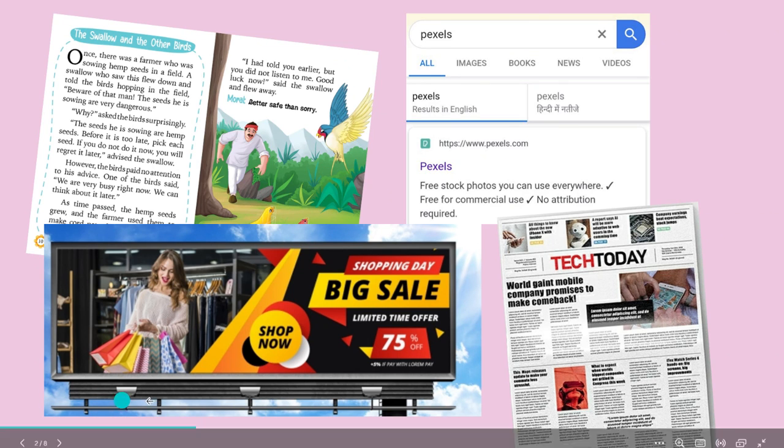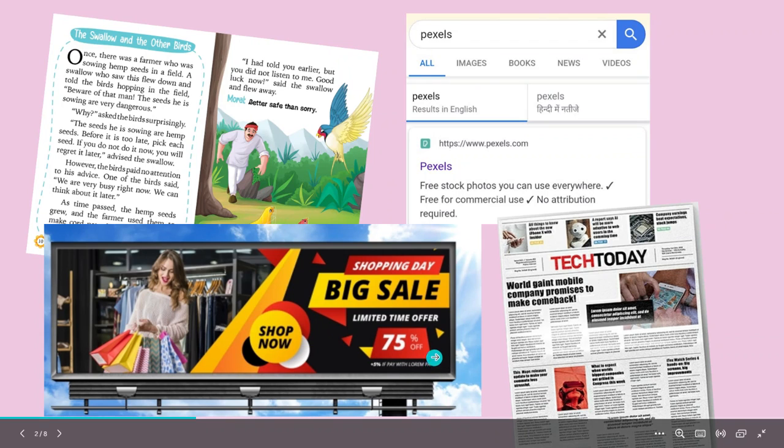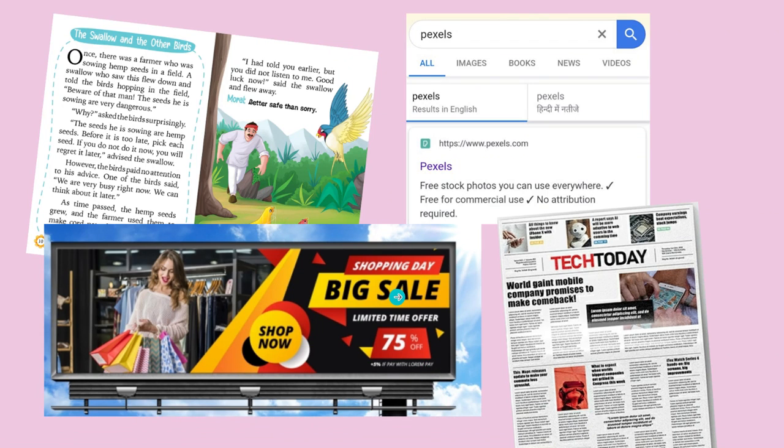And here in this banner we can see the advertisement is given in very large size, very bold letters, because this is a huge banner so that everyone can see it and everyone can understand it. And here in our Google we can see the fonts are so normal. They are very easy and they don't require any sort of effort while reading.